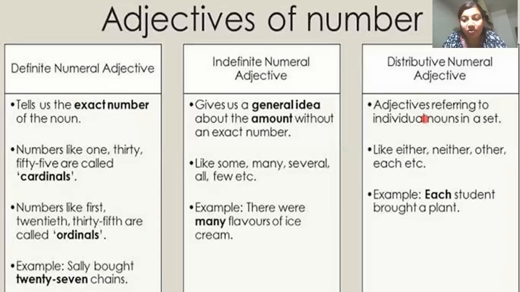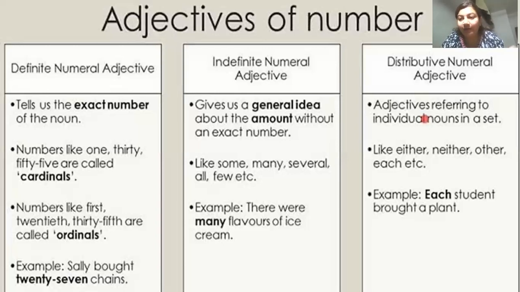The third part is distributive numeral adjective. Adjectives referring to individual nouns in a set. मतलब कि जब हम group की बात कर रहे हैं, जब एक group में बहुत सारे लोग हैं and we want to talk about them on an individual level. ग्रुप में तो काफी लोग होते हैं, but we want to refer to each and every person of that group. At that time, we use distributive numeral adjective. So for these purpose, we use words like either, neither, other, each, even every. Each student brought a plant. So when I say each student, it is referring to each and every student of a particular class.